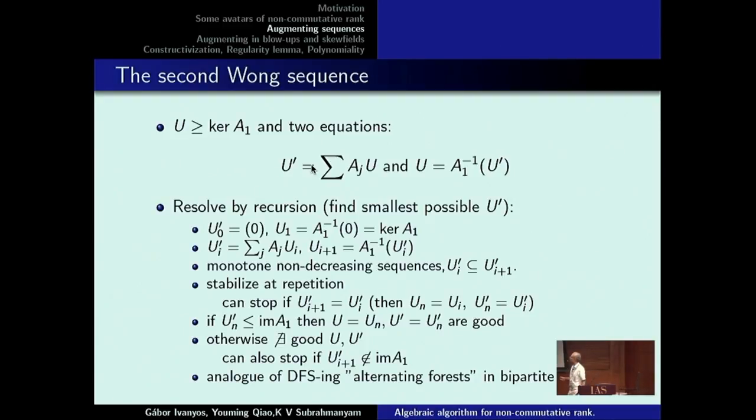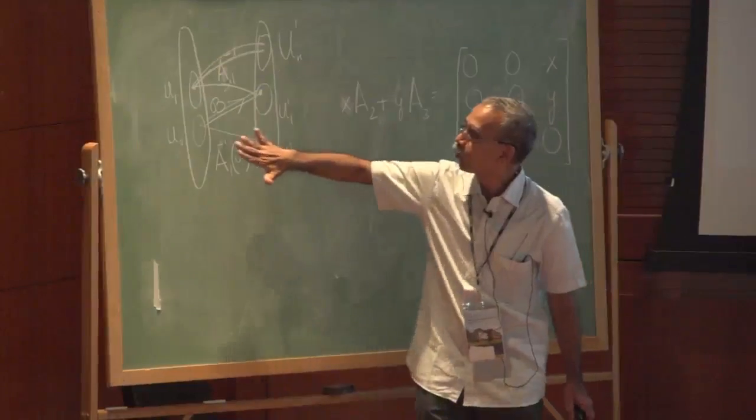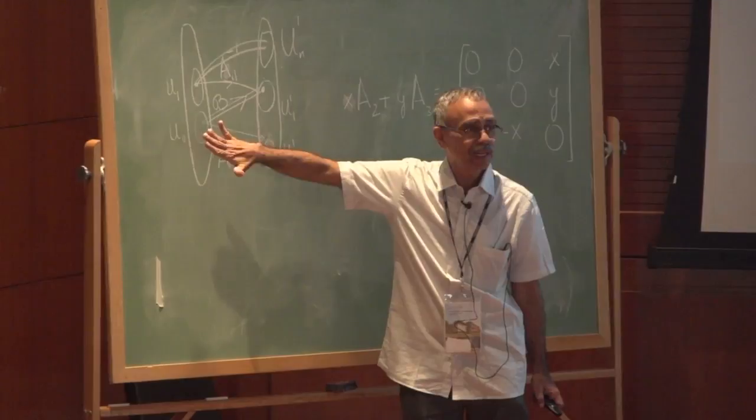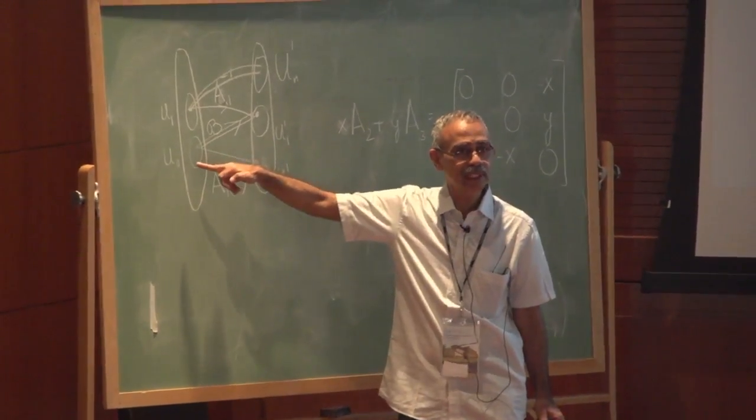Then we look at the span of the matrix space A1 U1 plus A2 U2 plus AM UM, and we look at this subspace. I've rewritten this again here. This should remind you of bipartite matching, actually. We start with the 0 vector. We pull it back under A1. We get this subspace, which is the kernel.